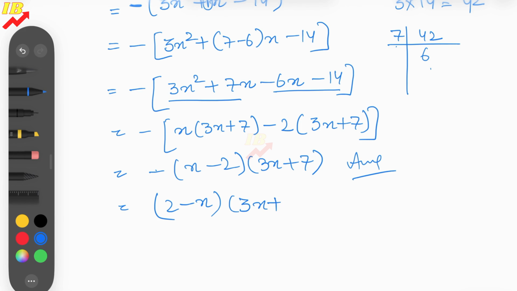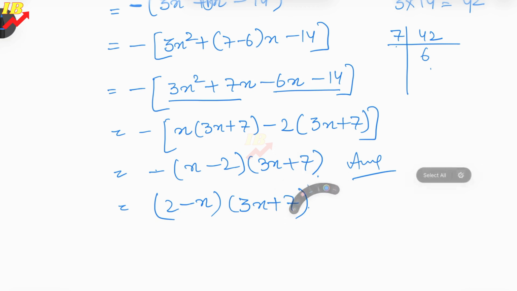But you have to change it in one factor. Don't change the sign of both factors. Only change the sign of one factor in which you are taking the negative sign inside. So that's your solution. Both can be your solutions, right?